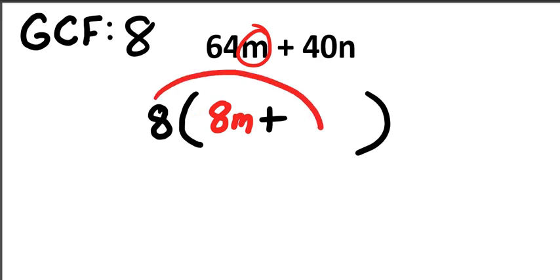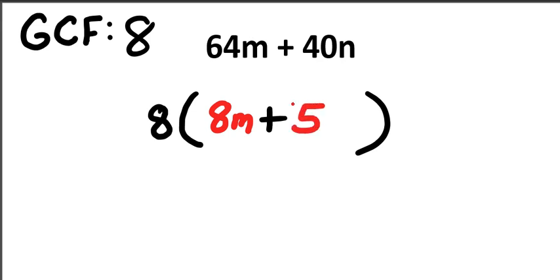And then 8 times what is 40? Well, it turns out that 8 times 5 is 40. And don't forget about the N. Drop the N down there.